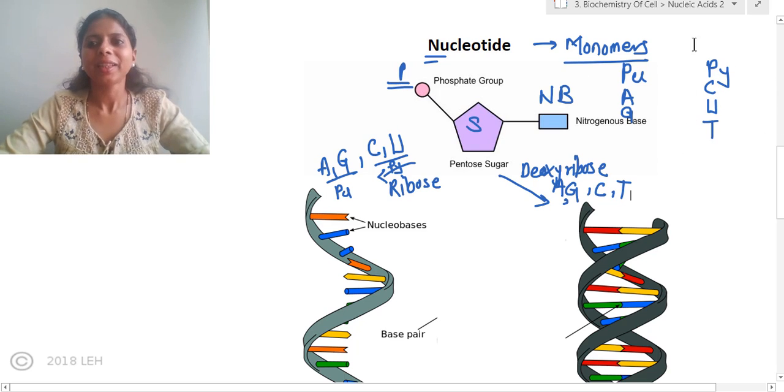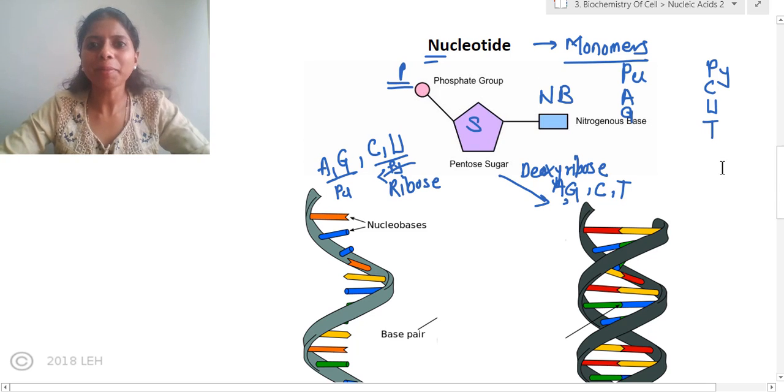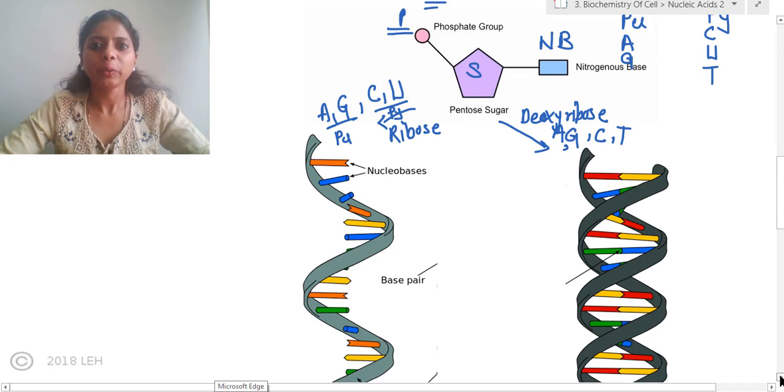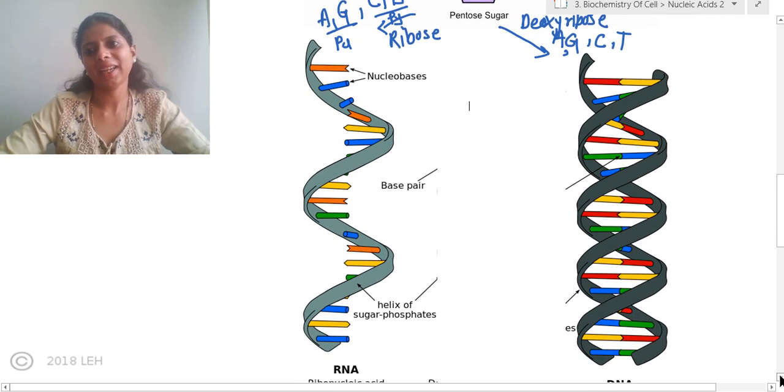Got it? Now they have affinity. Purines and pyrimidines have affinity among them, and that we will study a little bit later on. So is it clear about it? Okay. Now let us try to understand how exactly these nucleotides join to one another to form DNA and RNA.